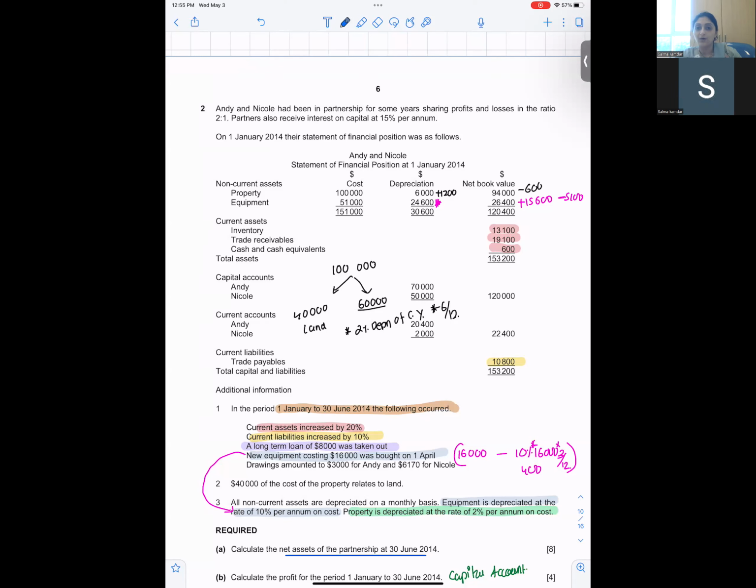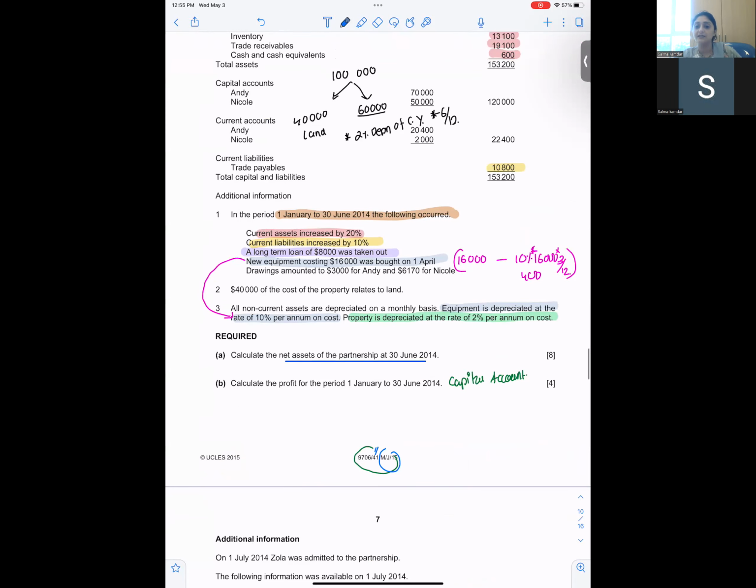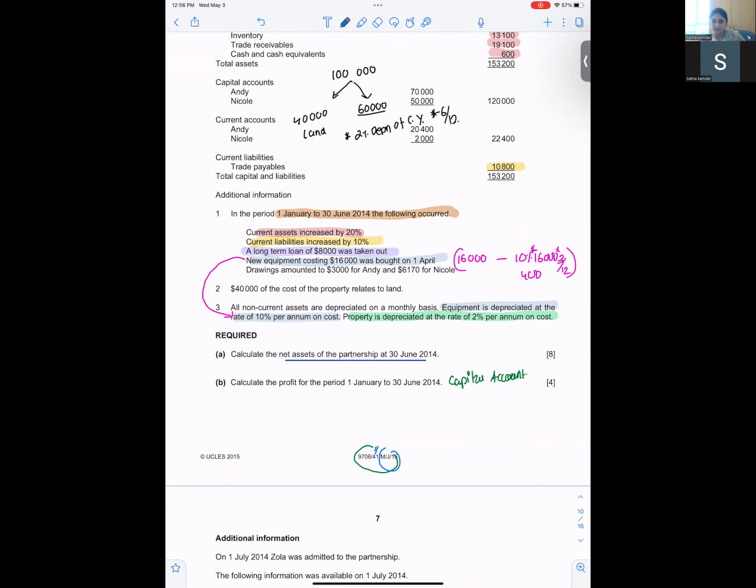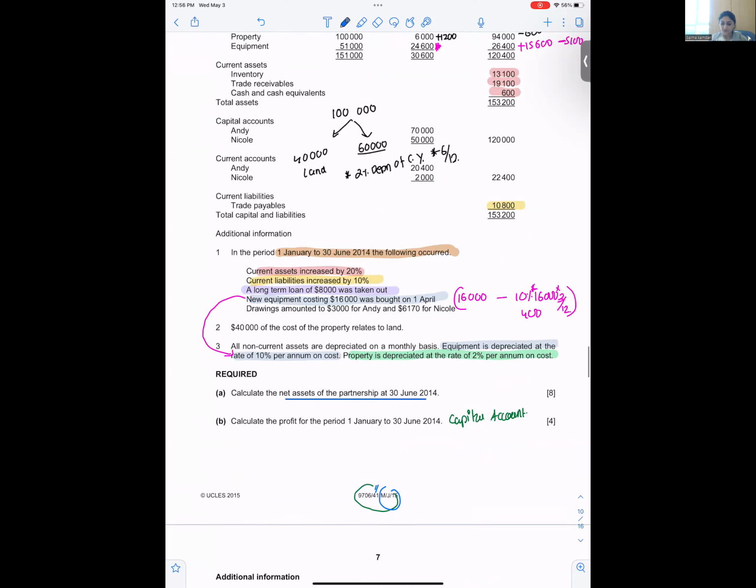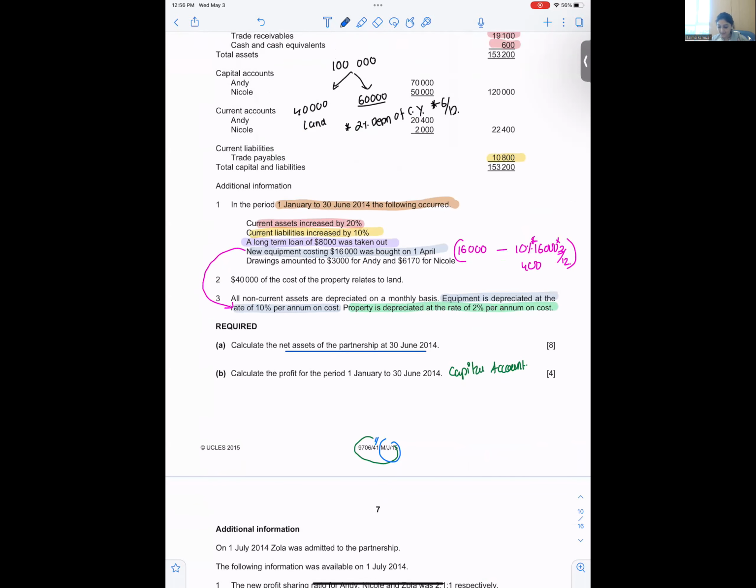Question of May-June 2015, paper 41. Okay, so here the question is, you have to calculate the net assets of the partnership at 30th June 2014.